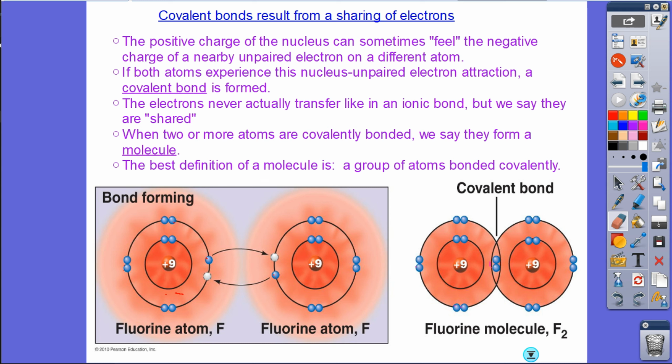Covalent bonds do involve a transfer of electrons, but the electrons sort of spend time with both atoms, and some people describe it as being shared between the atoms. An ion is not formed whenever a covalent bond holds two atoms together. When two atoms are covalently bonded, that's really the best definition for what a molecule is. We've used the word molecule before kind of loosely, but technically a molecule is when things are covalently bonded together.